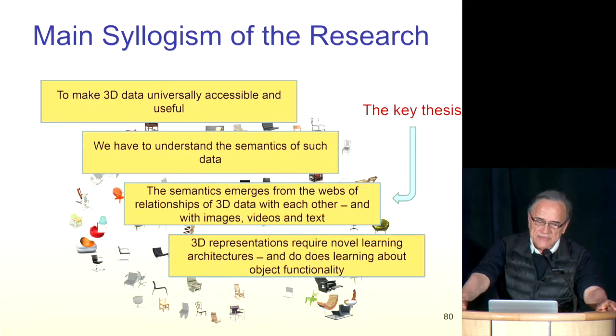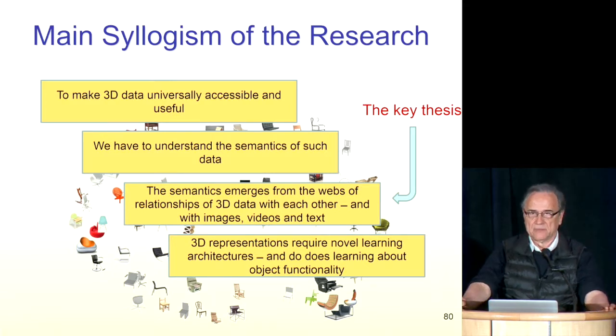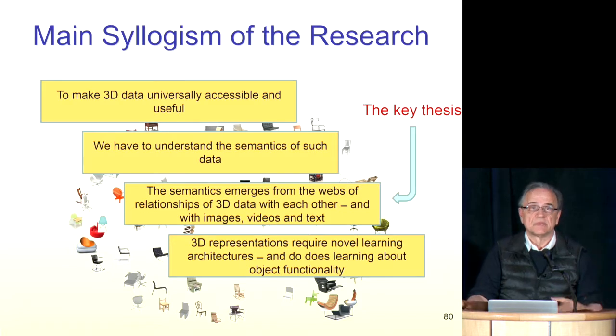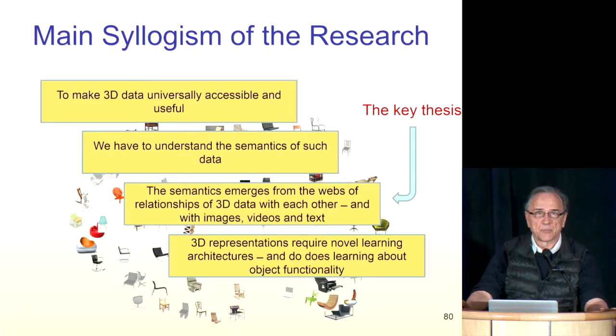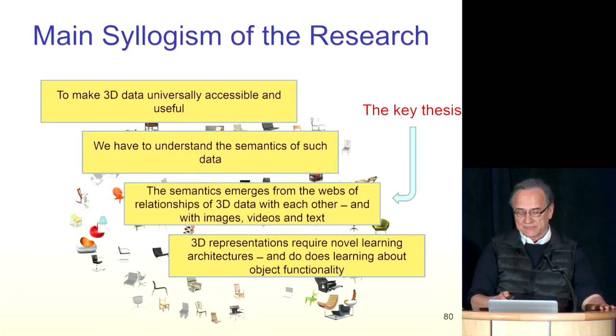So let me finish by saying that the main line of thinking in this research is that if we're going to make 3D data universally accessible and useful, we have to understand the semantics of the data. And the basic thesis here is that the semantics of this data is encoded in all the web of the relationships of data in many forms, in images, videos, text, and so on. So the key goal here is to capture that and to develop new machine learning techniques appropriate for 3D and appropriate for capturing the functionality of objects, the topic that is very dear to my heart now, but I didn't have time to go into it in this talk.